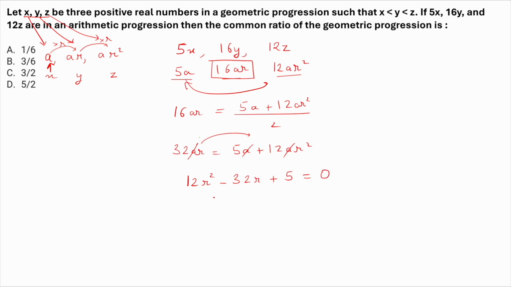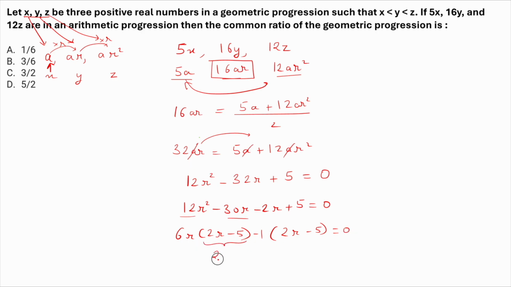Now this is a quadratic equation which can be factorized as 12r square minus 30r minus 2r plus 5 is equal to 0. Between these two I can take a 6r common. I will get 2r minus 5 remaining. Between these two I can just take minus 1 common. 2r minus 5 remaining will be equal to 0. So 2r minus 5 from this bracket, 2r minus 5 common, and what remains is 6r minus 1, it is equal to 0. So either this part is 0 or this part is 0. The first part 2r minus 5 will be 0 when r will be equal to 5 by 2. 6r minus 1 will be 0 when 6r is equal to 1 or r is equal to 1 by 6.